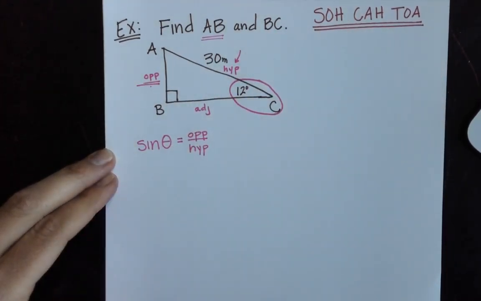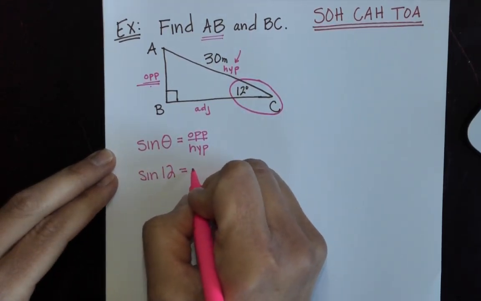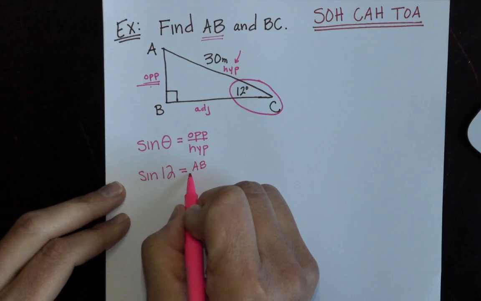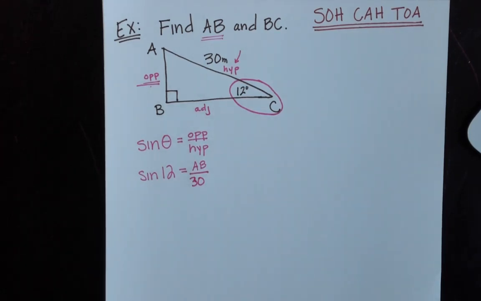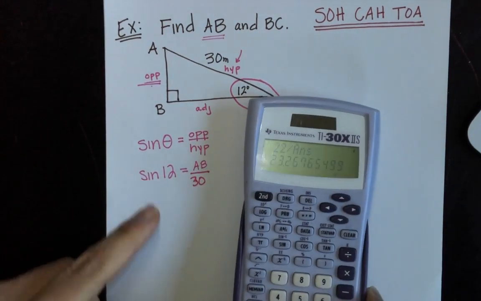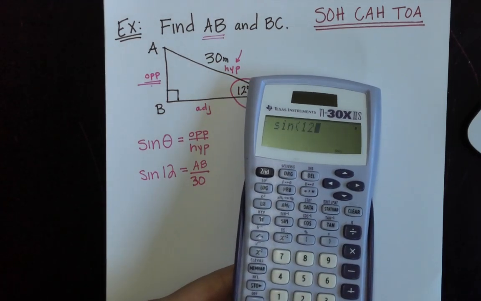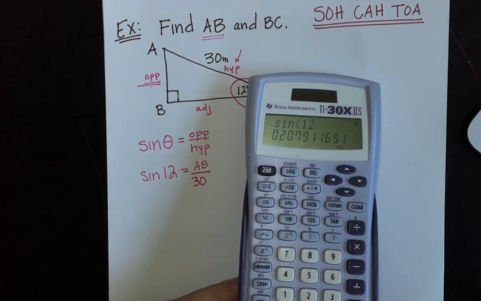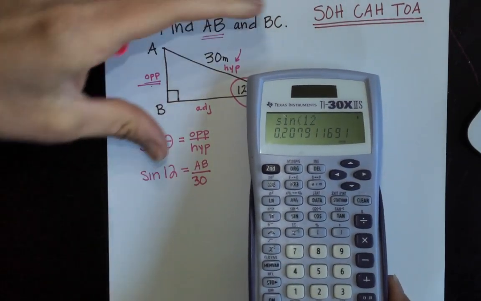And so now I'm going to plug in all of my values. Sine of 12 equals opposite, which we'll call AB because we don't have X or Y this time. And our hypotenuse is 30. So when I go to the calculator, it's going to tell me what to plug in. So we're going to plug in sine 12, enter. And now that we have our calculator version of our ratio, we're going to write that decimal down.